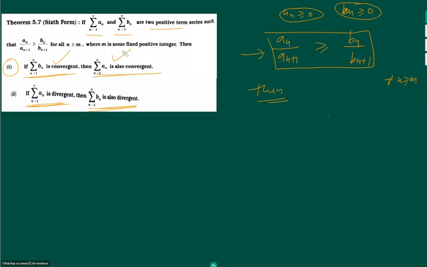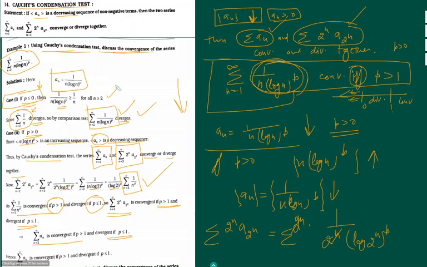We used, number one, this theorem: if An over An plus 1 is greater than or equal to Bn over Bn plus 1, then convergence of Bn implies convergence of An, and divergence of An implies divergence of Bn. Another result that we used is that the series summation 1 over n log n raised to power p is convergent for p greater than 1 and divergent for p less than or equal to 1.